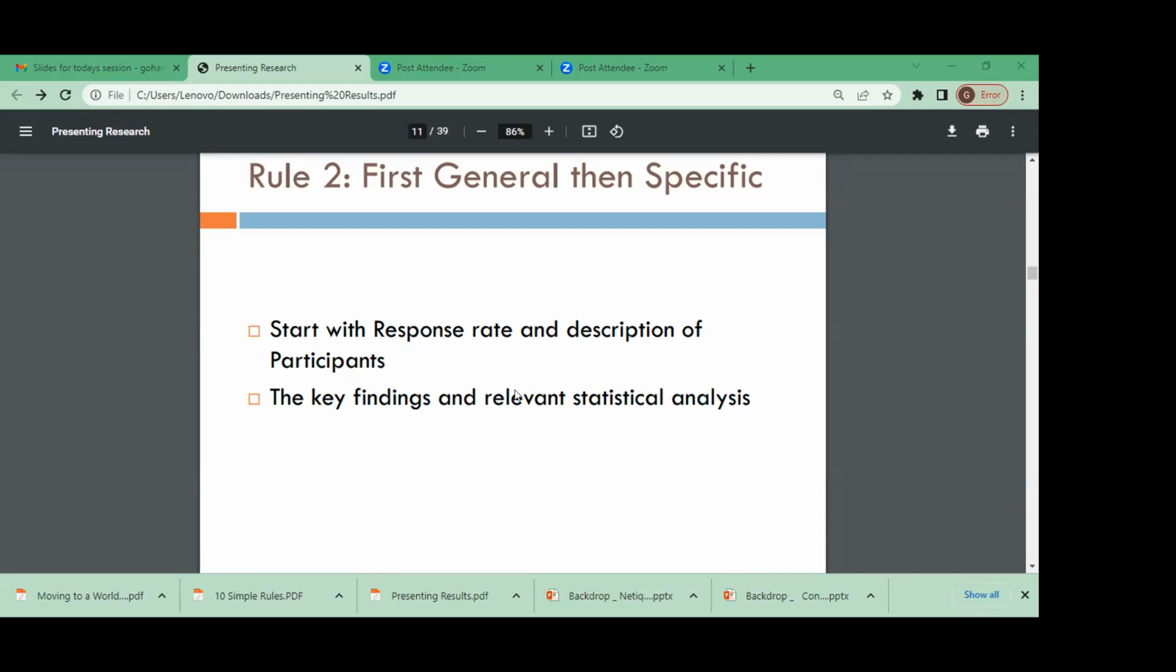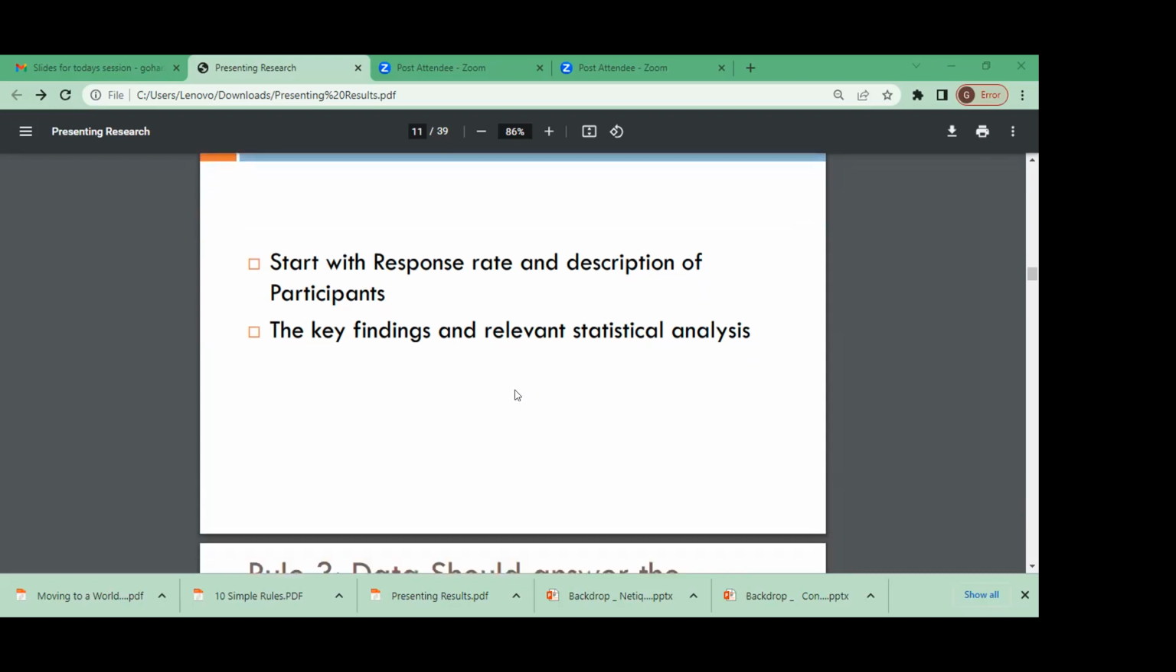So it's very important that you describe your target population. And then you talk about your key findings and relevant statistical analysis. You don't need to write every single finding that you have found in your research. You have to be very selective while you do this, and very specific, in line with your research topic.